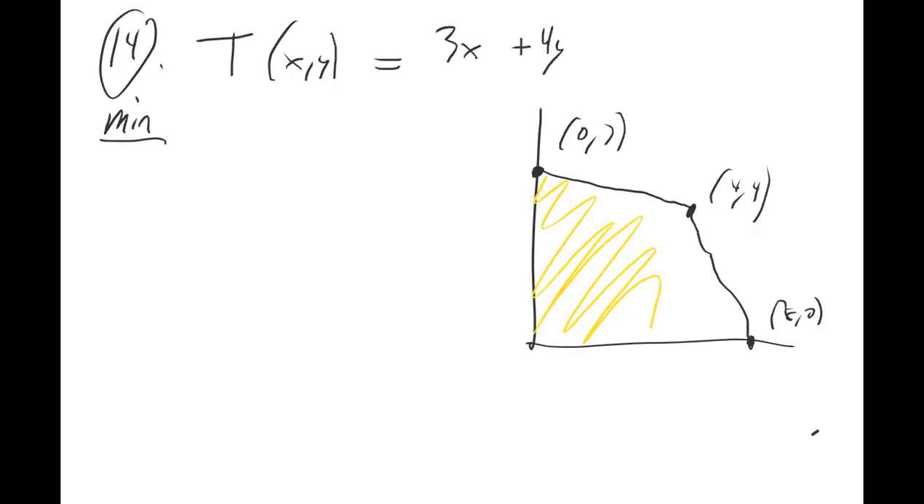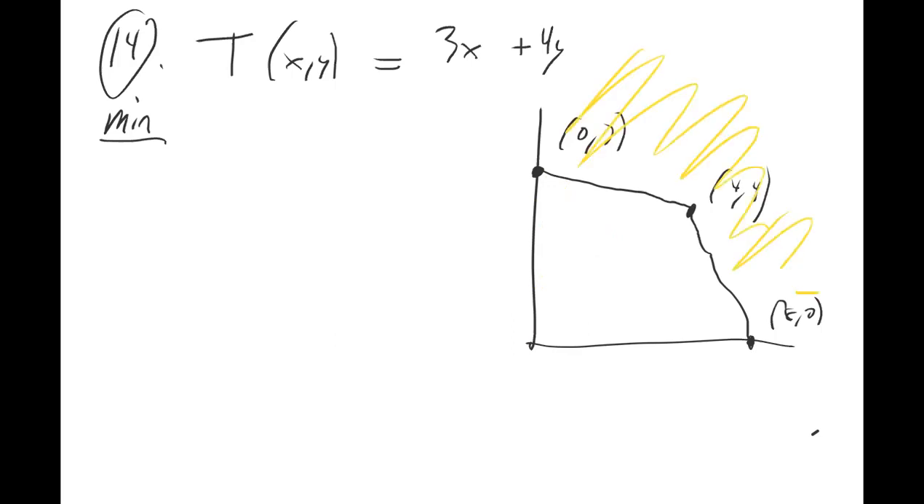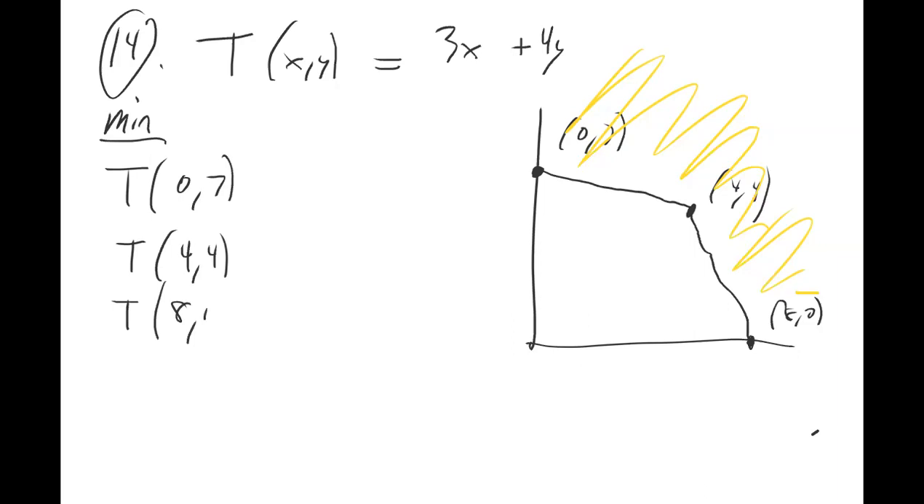Actually, no, I don't think that's the right region. I believe that the region is actually out here. So what's the minimum value of that function on that region? Well, it has to be at one of those vertices. So the only options you can choose from for the minimum are either going to be T of the first point 0, 7, or T of the second point 4, 4, or T of the last vertex, which touches the shaded region, which is 8, 0.